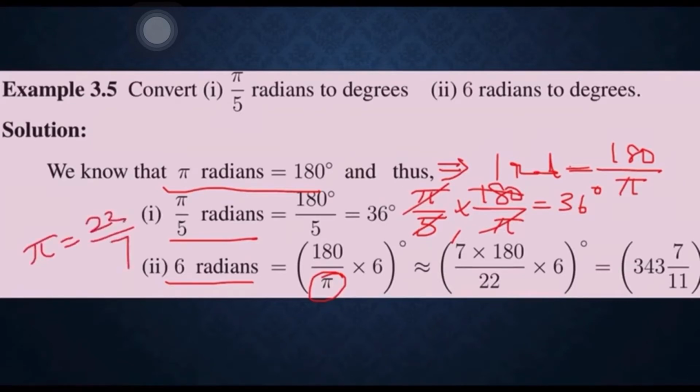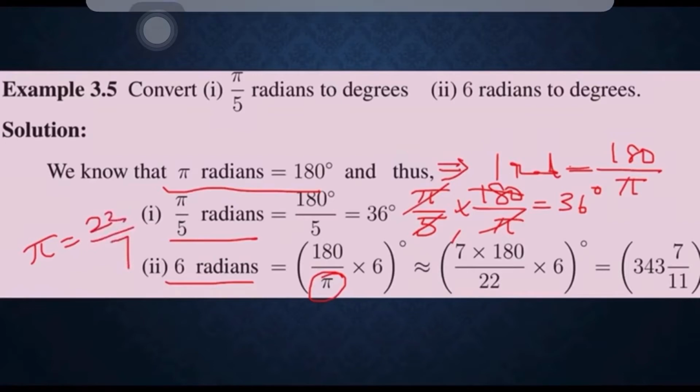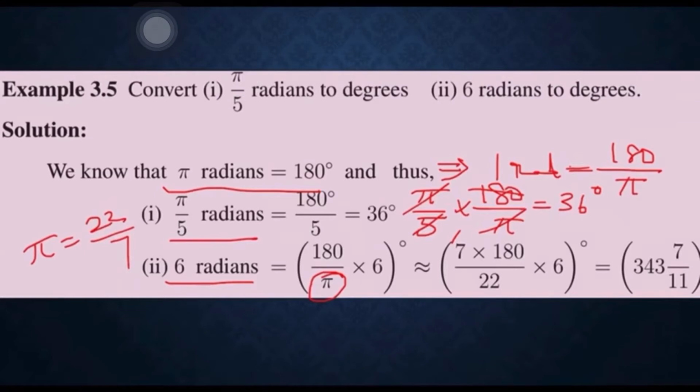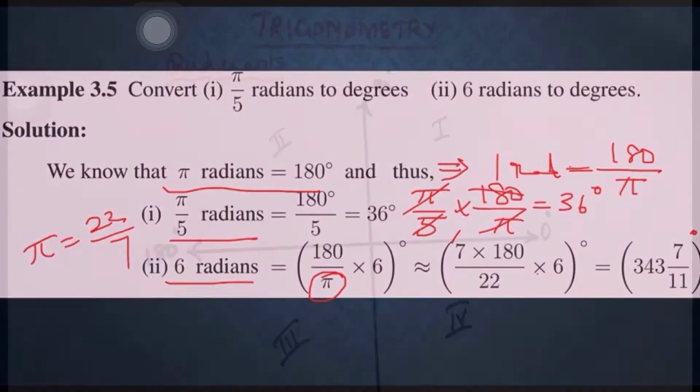So, in the denominator, if you write 22 by 7, 7 will go to the numerator. So, 7 by 22 into 180 into 6. So, while simplifying this, you get 343 into 7 by 11 degrees. Okay. This is how we have to convert radians into degrees.